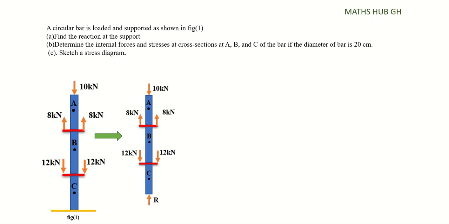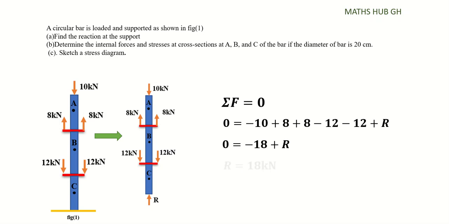So the sum of the forces should be equal to 0. This is because the reaction force is going to balance the external forces, and in this case, all the forces are in the vertical direction. So let's take note of this. We will consider the upward forces to be positive and the downward forces to be negative. Let's solve for the reaction force. We have minus 10 plus 8 plus 8 minus 12 plus R equal to 0. Simplifying and solving for R gives us 18 kilonewton, which will be the force at the support.